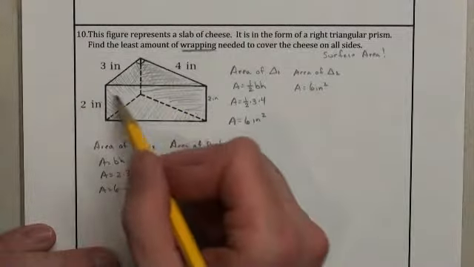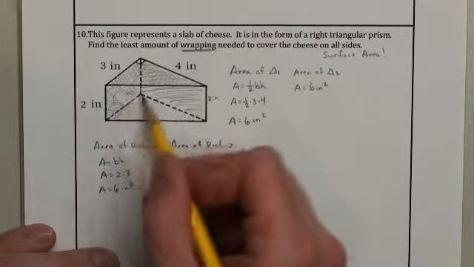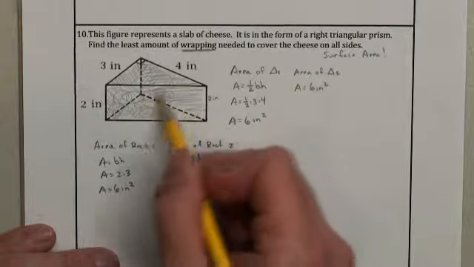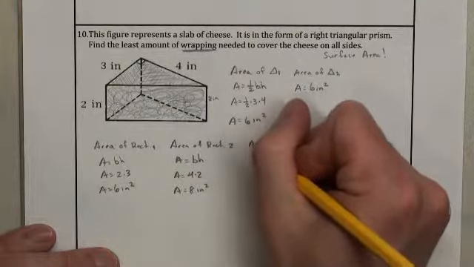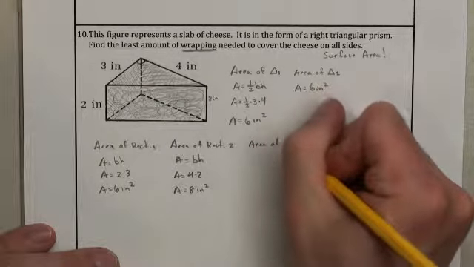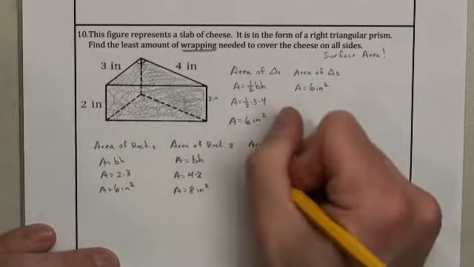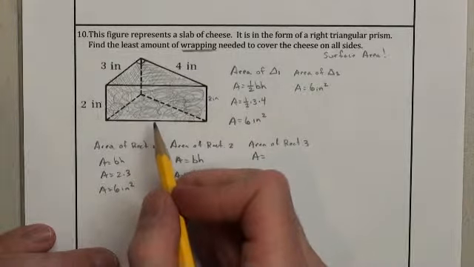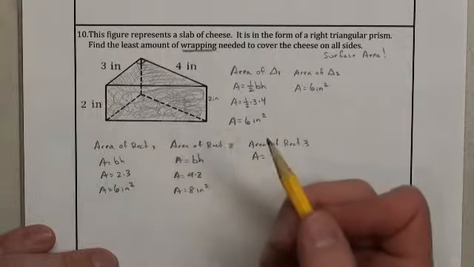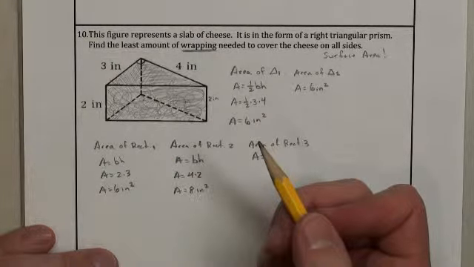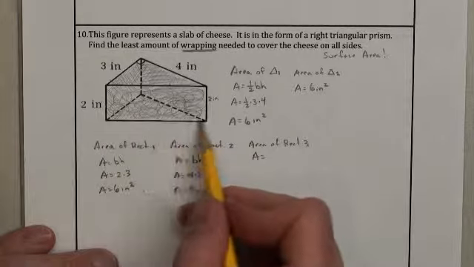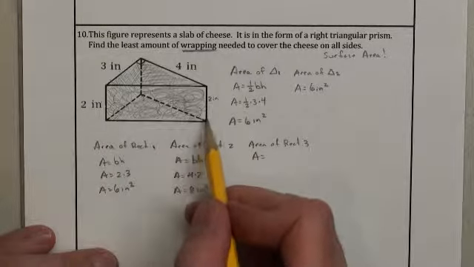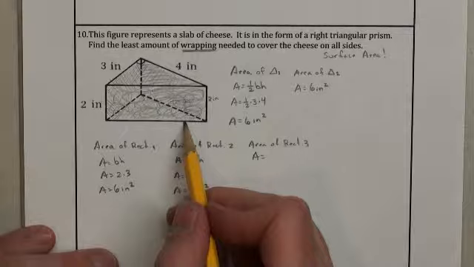And then our final one is this one in the front, right? This big rectangle in the front here. So let's call that area of rectangle 3. And ooh, look at that. They don't give us this side, right? They do not give us this side. But we can find that side, okay?